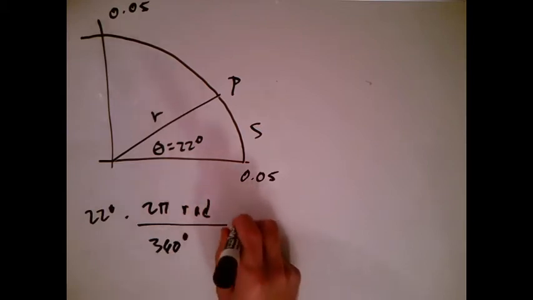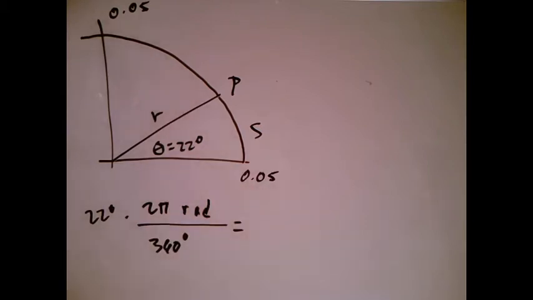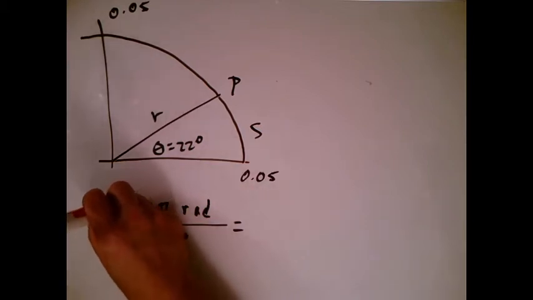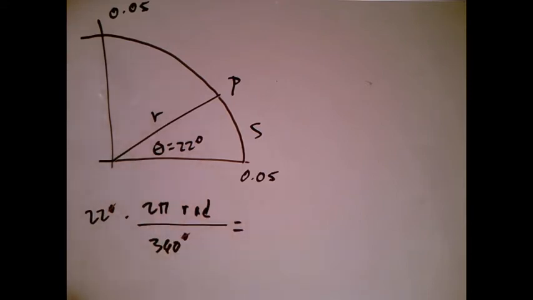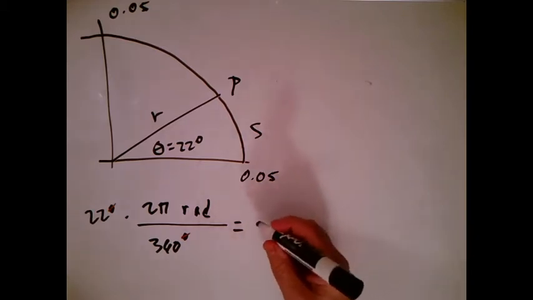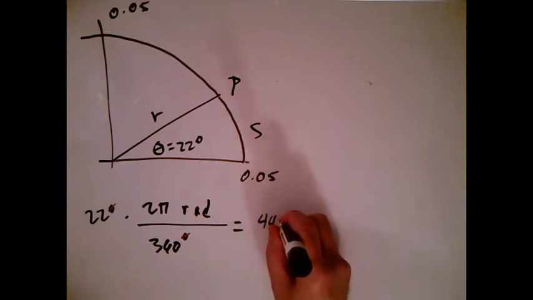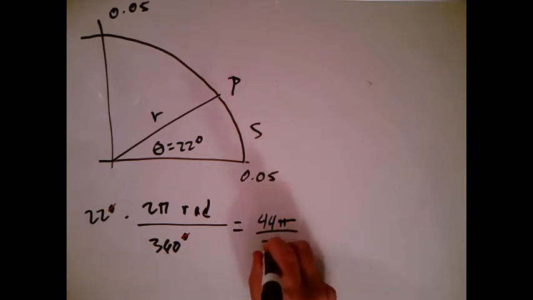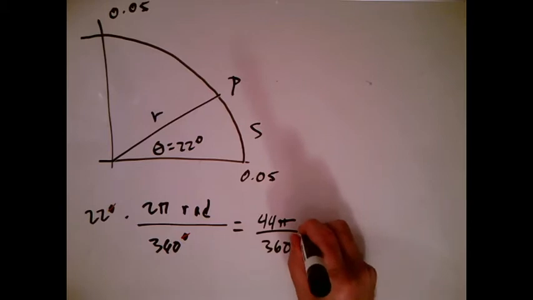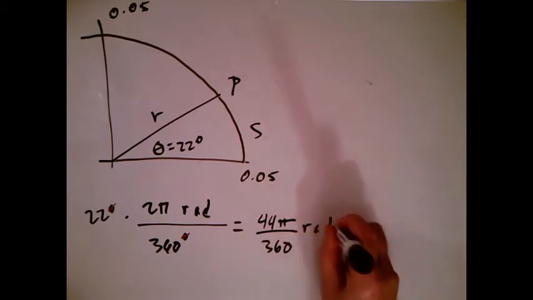So I'm going to get that. You can see that the degrees are going to cancel like that. And all that's going to be left is going to be 44 pi over 360. Yeah, that's it. 44 pi over 360. And remember, the degrees are gone. And I get like this. Now I'm going to put this answer at the top.